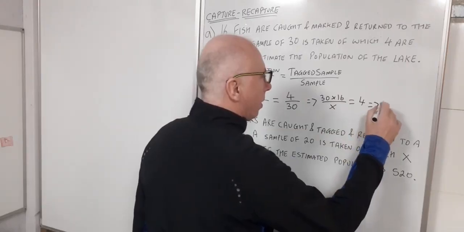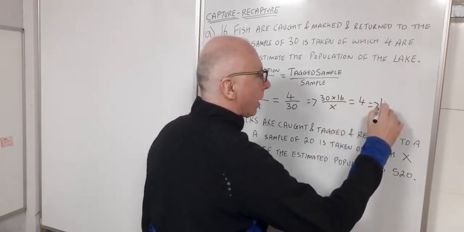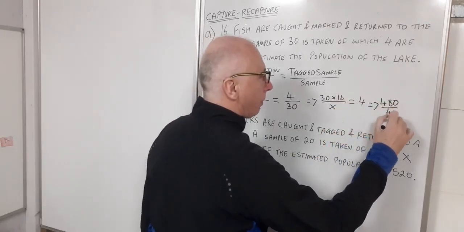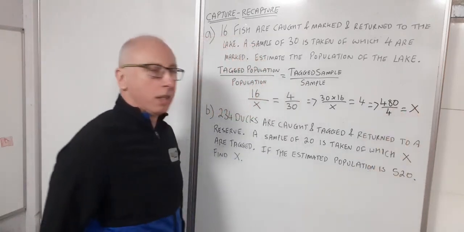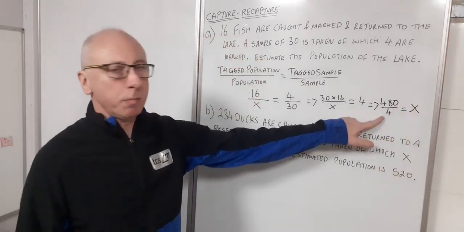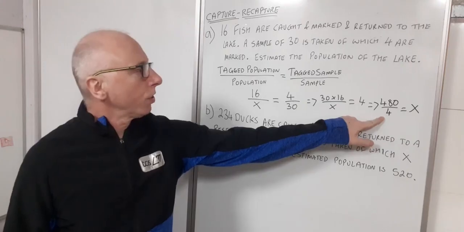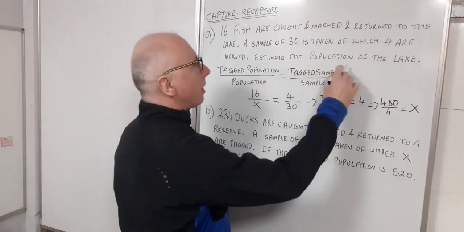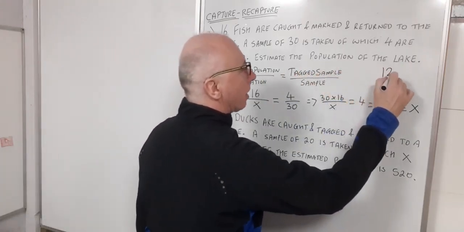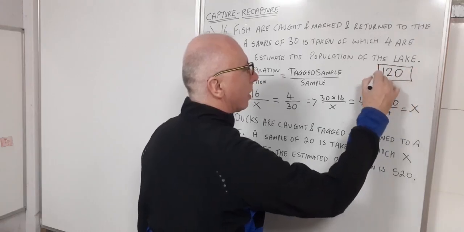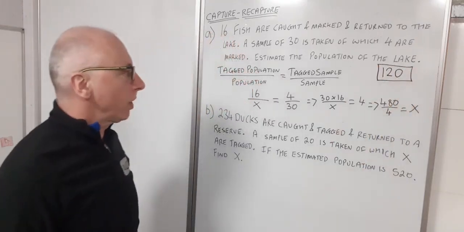And then we've got 30 times 16 is 480. Divided by 4 equals X. So therefore 480 divided by 4, that's going to give us 120. So the estimated population of the lake is 120. So that's our answer to the first question.